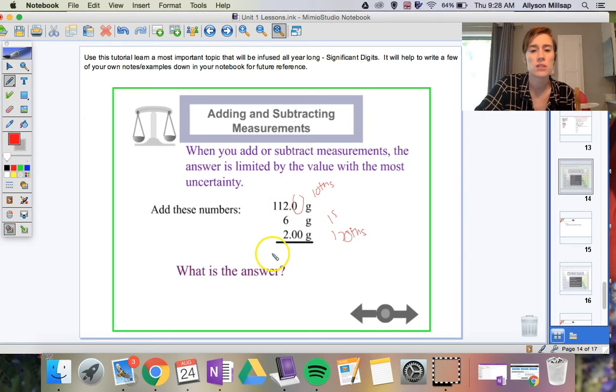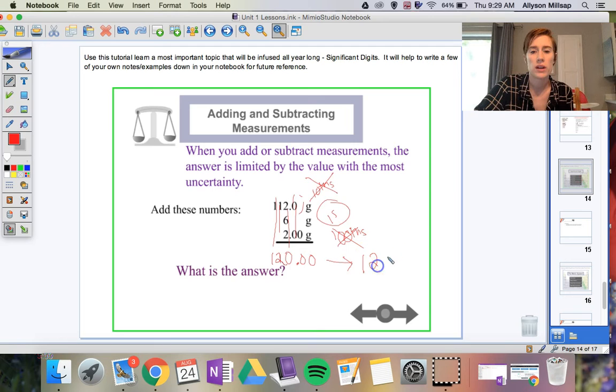Well, the first thing I do is I just add everything together like normal. I added everything down my columns just like I normally do, a regular addition problem. So I get 120.00, but I have to round it. Am I going to round it to the hundredths? No. The tenths? No. I'm going to round it to the ones, the least precise, which means my last number has to be in the ones place.